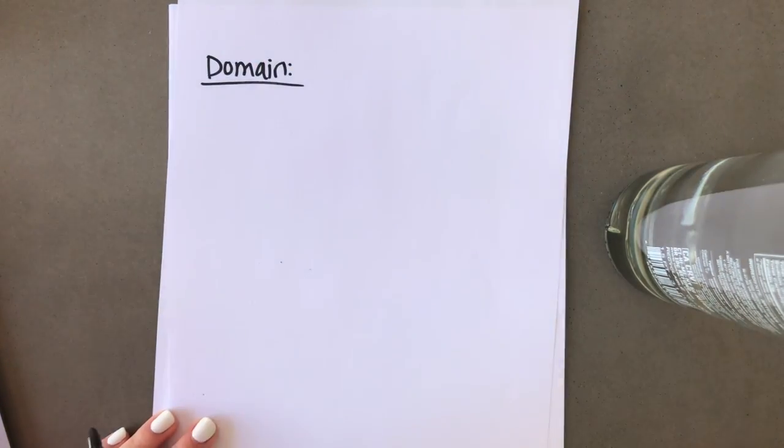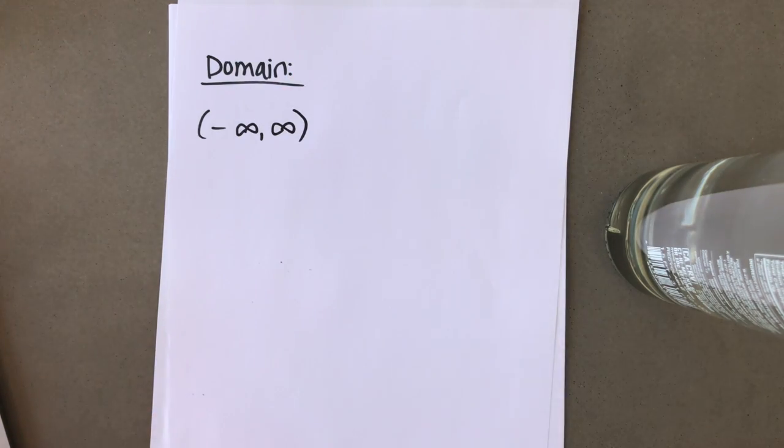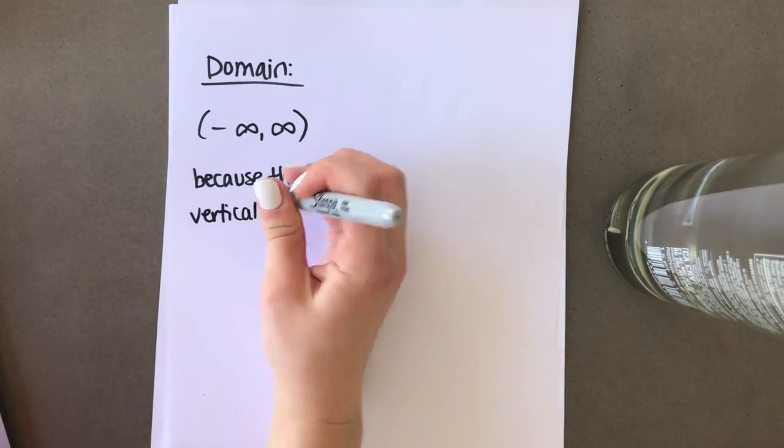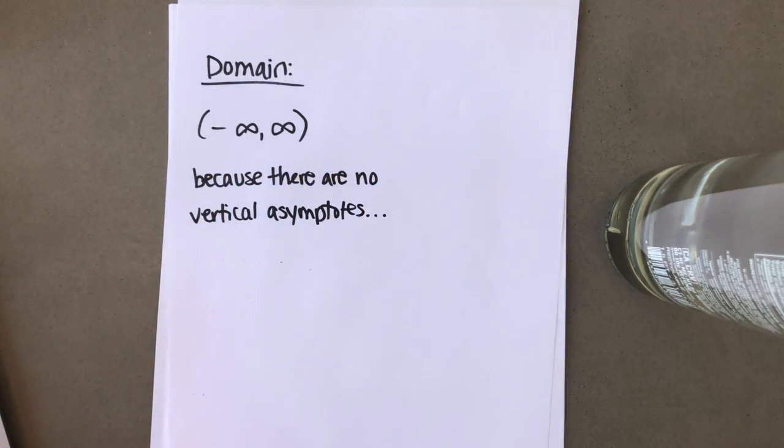Next, I'm going to calculate the domain. Because there are no vertical asymptotes, the domain will just be negative infinity to positive infinity. The horizontal asymptote does not affect the domain.